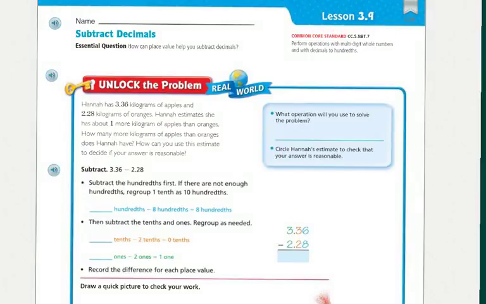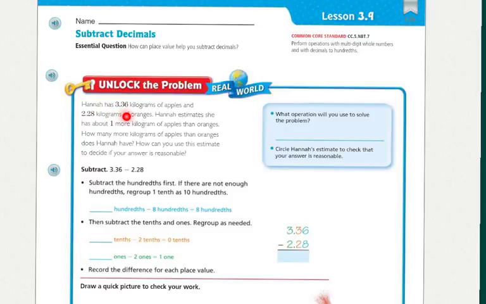Today's lesson is 3.9, Subtracting Decimals. Our essential question: how can place value help you subtract decimals? Common Core standard is performing operations with multi-digit whole numbers and with decimals to the hundredths. So we're unlocking the problem.